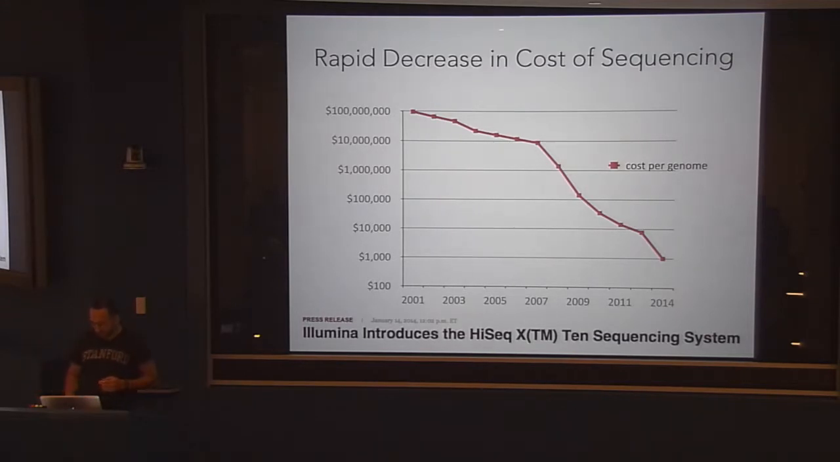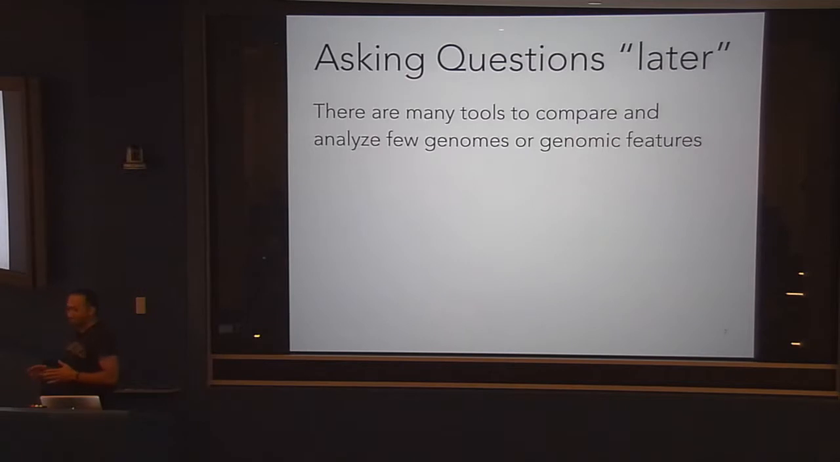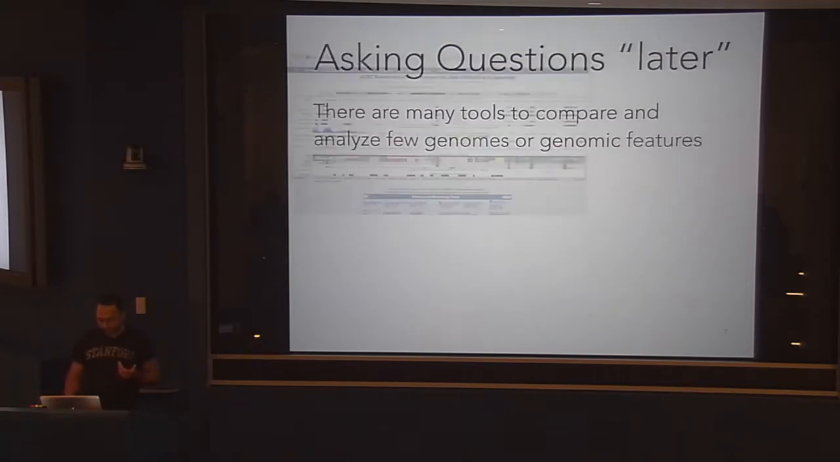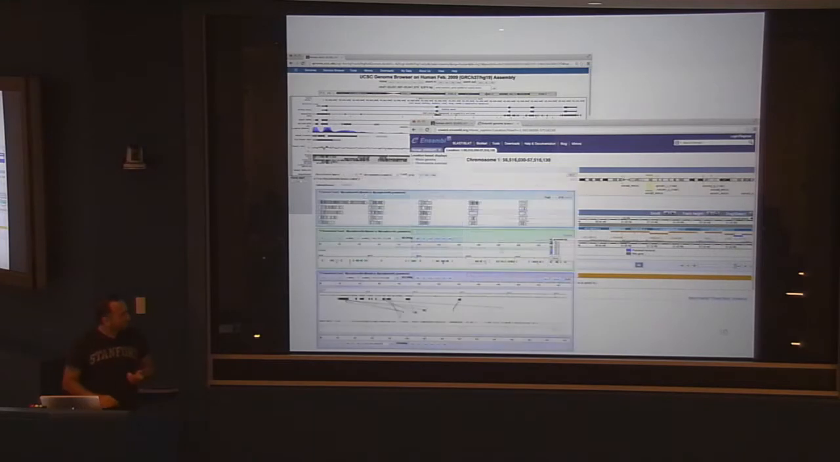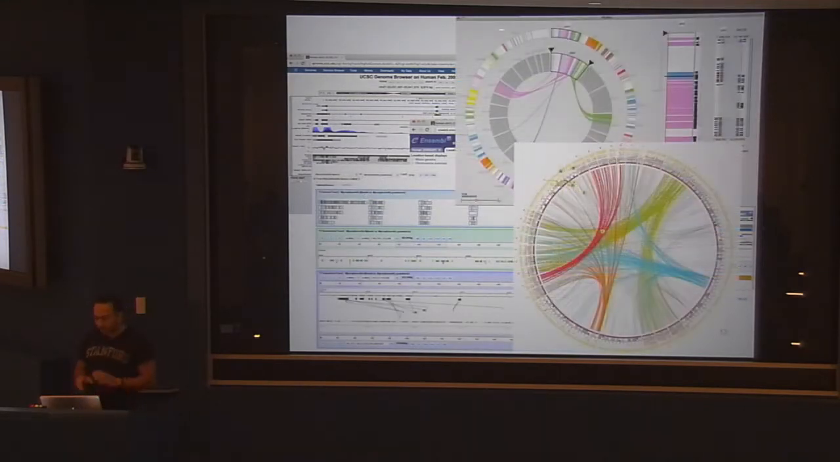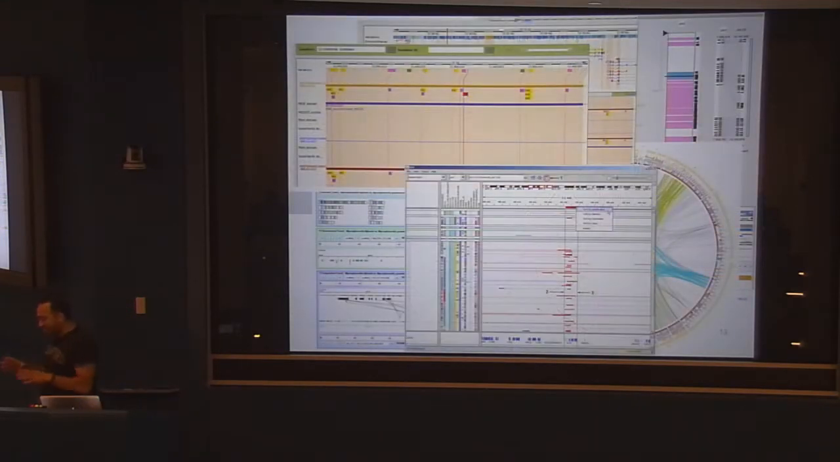So I want to go back to this idea of asking questions later. That's my observation, I might be wrong. If you look at the existing tools in this domain, there are excellent tools if you want to inspect a single genome or a few genomes in depth. But if you don't know what questions to ask, or if you want to compare and explore not one but thousands of genomes, there are not many tools out there. The existing tools are very good for exploring a single genome in depth.